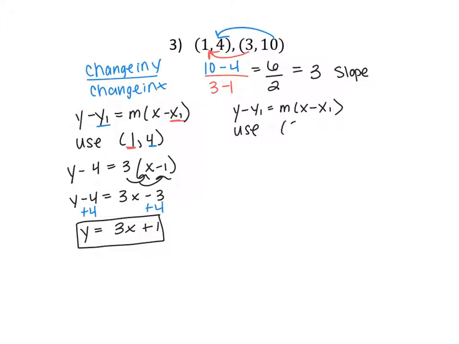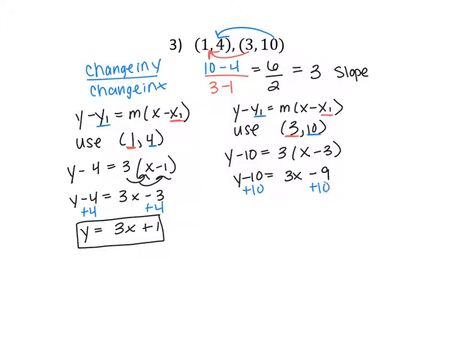So this time I'm going to use the point 3, 10. So your y is going to be 10 this time, x is going to be 3, and the slope is still 3. So we have y minus 10 is equal to 3 times x minus 3. So we distribute in that 3, so 3x minus 9. Then we're going to add 10 to both sides. So y on the left, and then we have 3x plus 1. So it worked out in both cases.